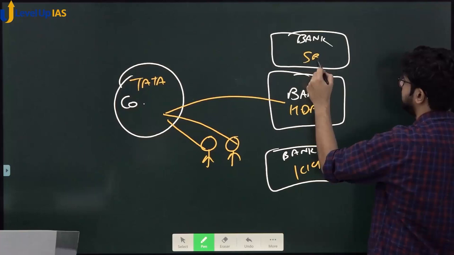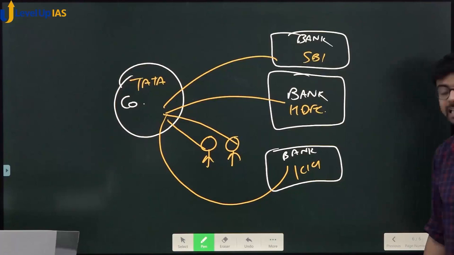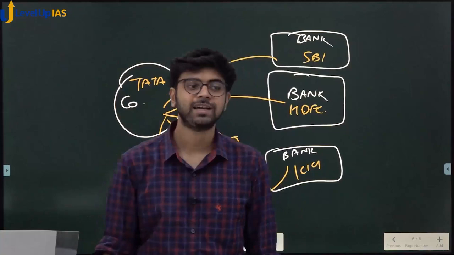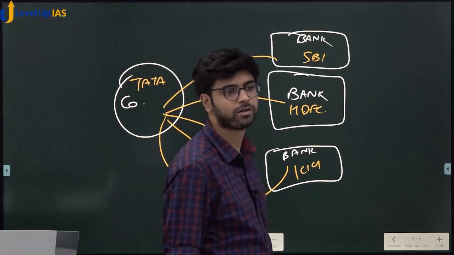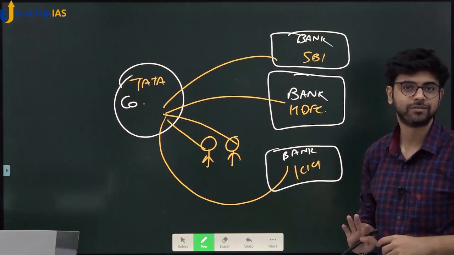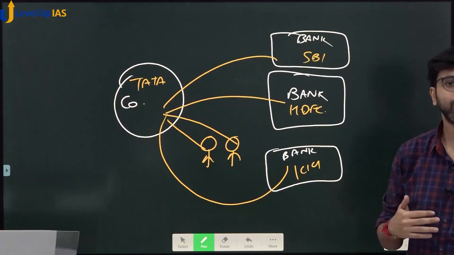Understood? Now, when the new law was brought in, I'll tell you which is the new law, an option was given: either Tata can go to the court or any of them can go to the court. So they will not waste time now. They will make two calls: Sir, you are not paying, I'm going to the court. Are you understanding what is happening here? So can I say the responsibility of going to court has shifted from the debtor to the creditor?